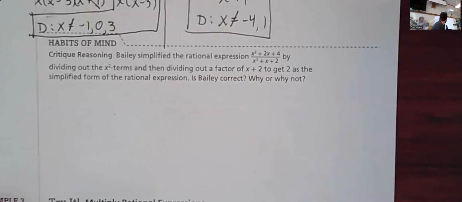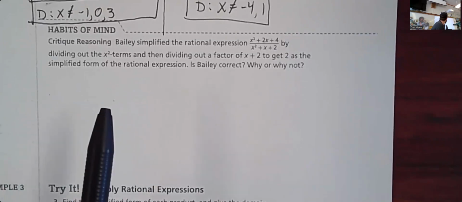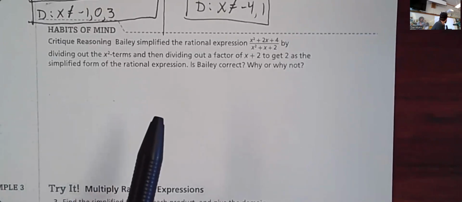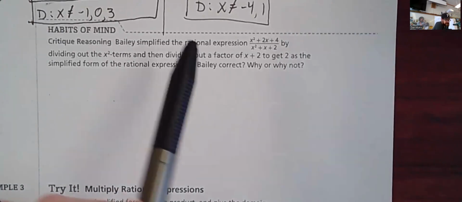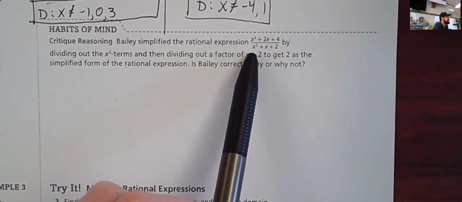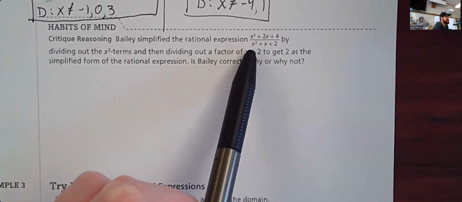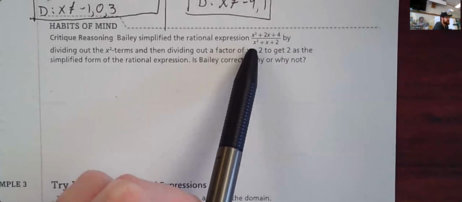So let's see, should we talk about it? Okay, so Bailey simplified this expression by dividing out the x squared terms and dividing out a factor of x plus 2 to get 2 as the simplified form of the rational expression. Is Bailey correct? What do you think? Can you factor out an x squared from the numerator and denominator? No. You can't factor something out if it's part of a sum. You can only factor something out if it's part of a product.